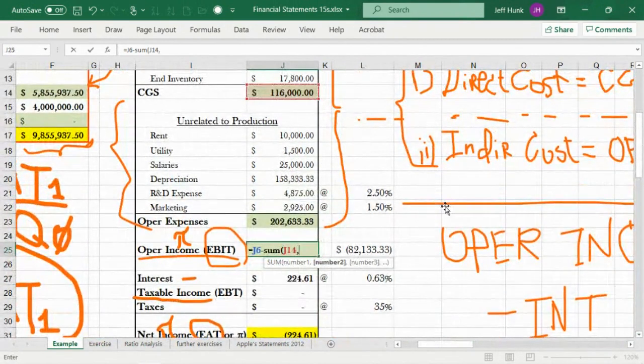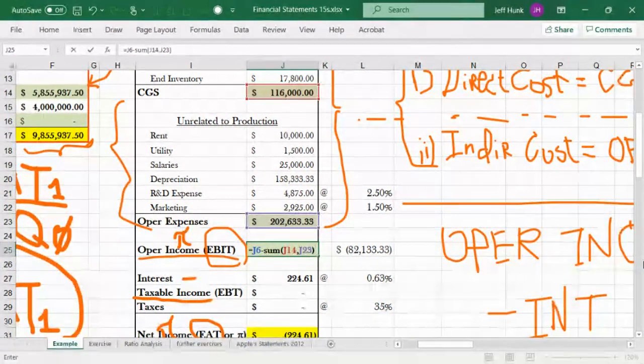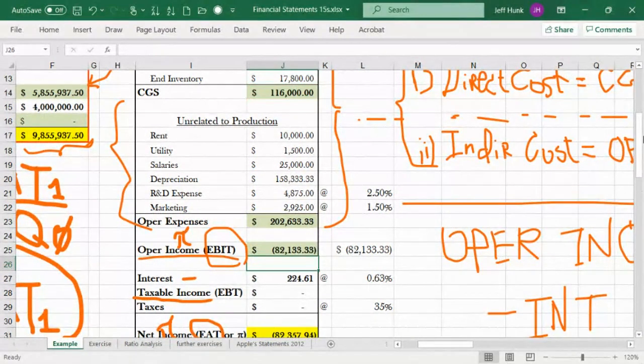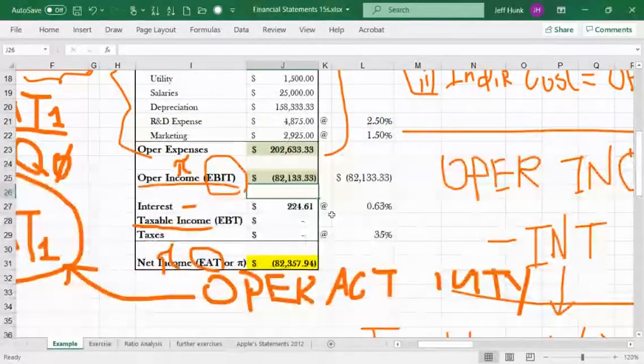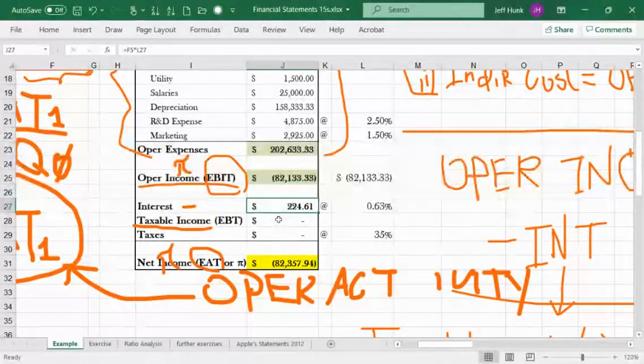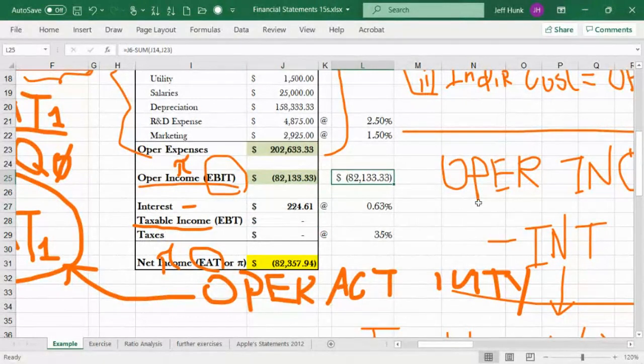Sum of the CGS and expense, right? And hit enter. And then we have negative EBIT or negative operating profit. Of course, then we cannot even pay any interest.